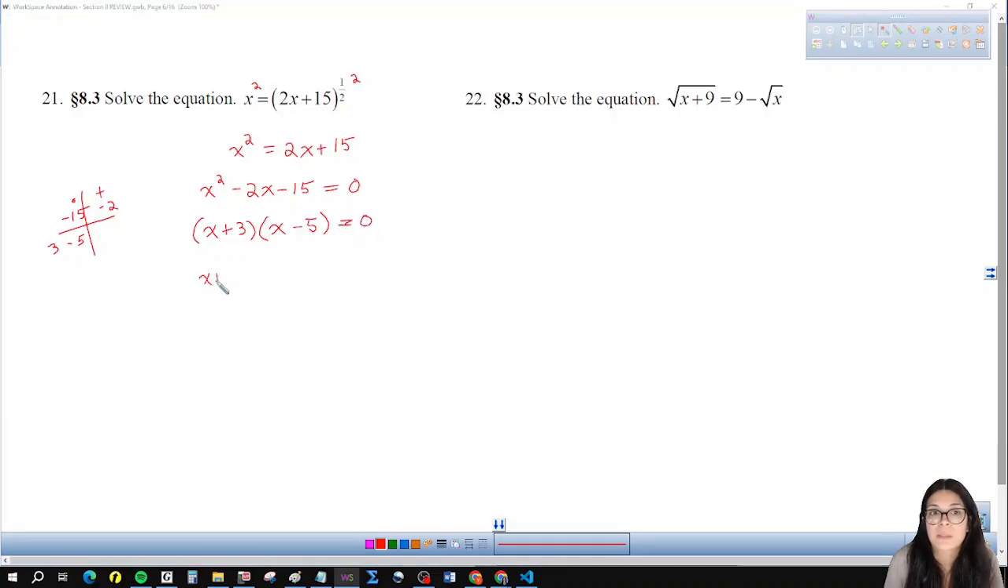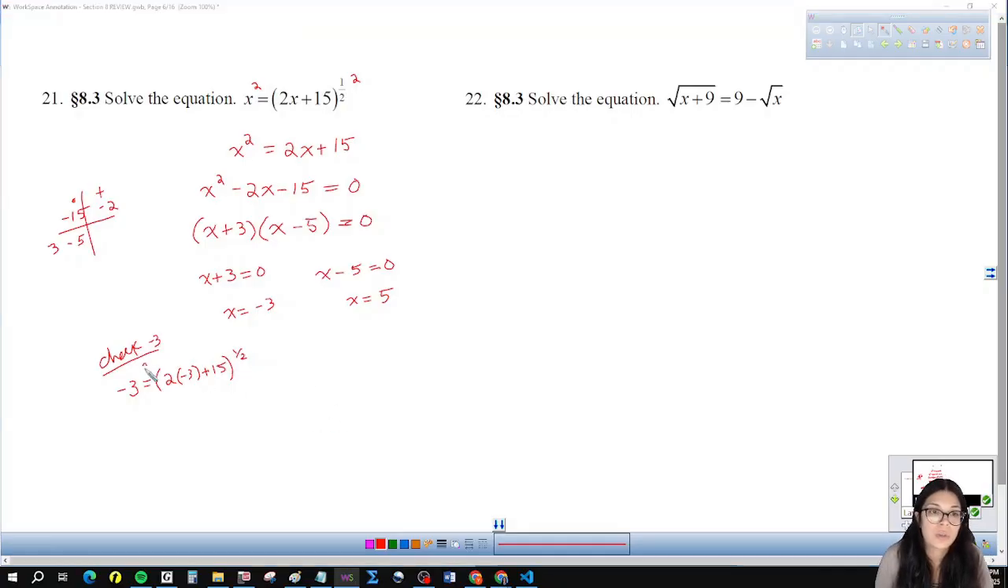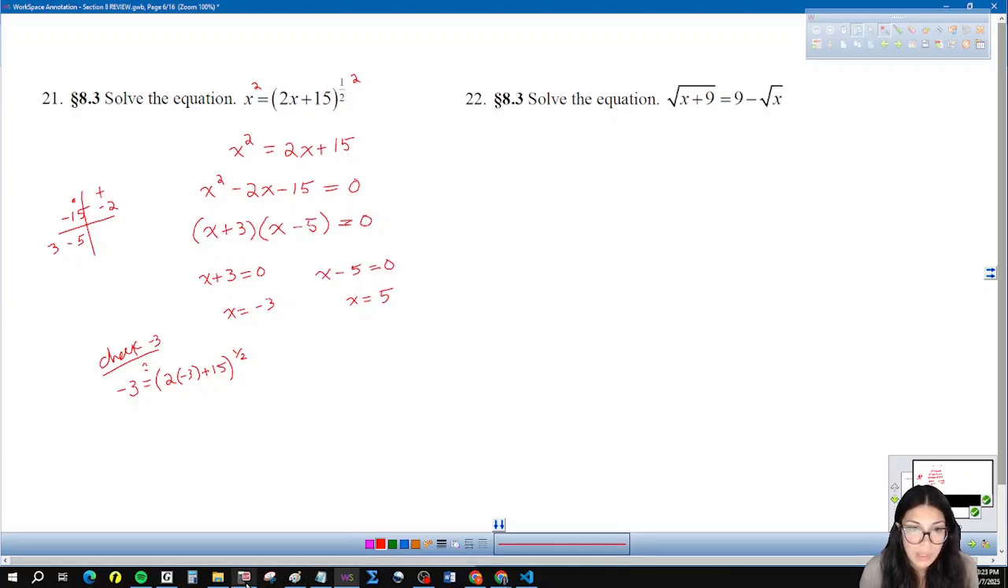And so that means that x plus 3 could equal 0, or x minus 5 could also equal 0. When we solve over here, we get x equals negative 3, and when we solve over here, we get x equals 5. So now we have to check them. Remember, you always need to check all of these equations. So I'm going to plug in first negative 3 and check that. So the question is, does negative 3 equal 2 times negative 3 plus 15 to the power of 1/2? So I can just use my calculator and check it.